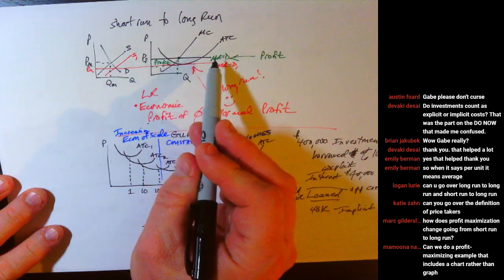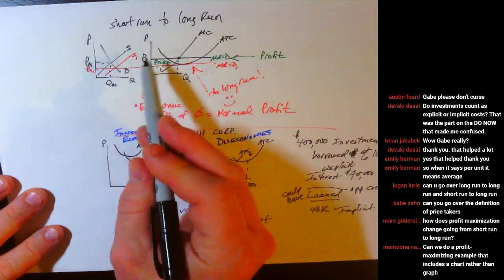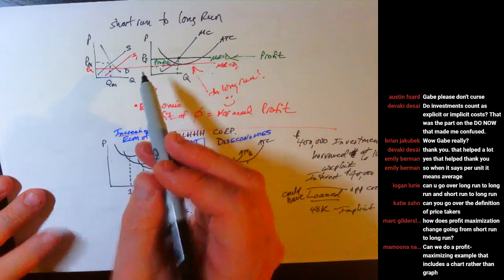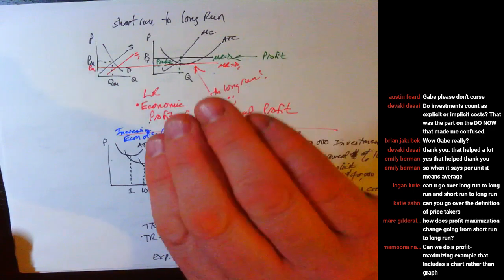Here's our firm in black right here. So, and we're making a profit. Okay. Since there's a profit, the sharks come in.